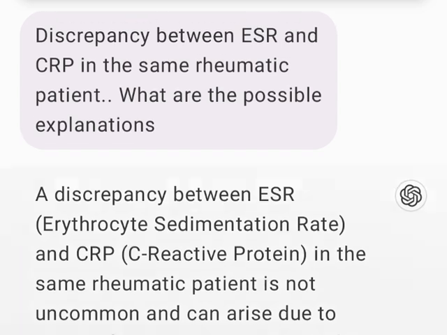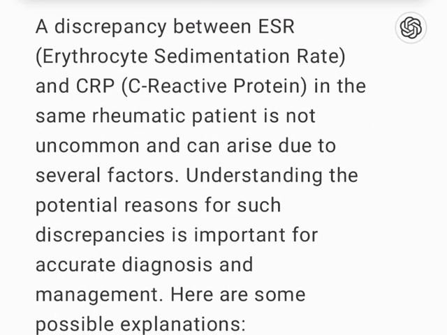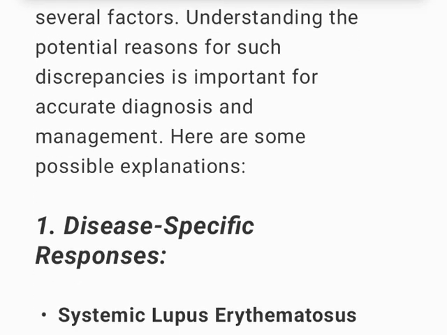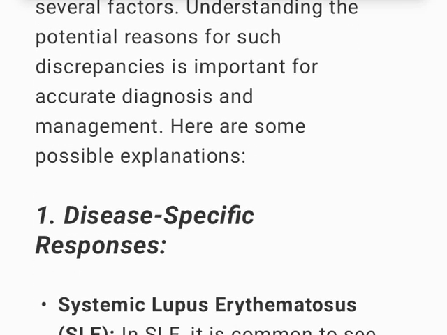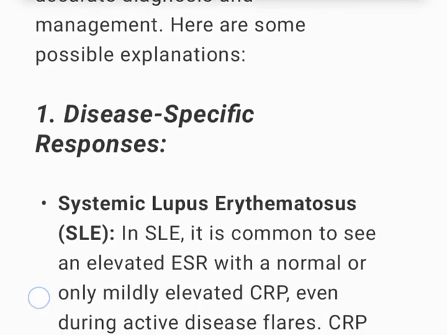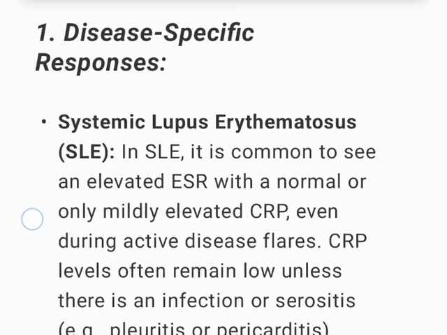A discrepancy between ESR, erythrocyte sedimentation rate, and CRP, C-reactive protein, in the same rheumatic patient is not uncommon and can arise due to several factors. Understanding the potential reasons for such discrepancies is important for accurate diagnosis and management. Here are some possible explanations.